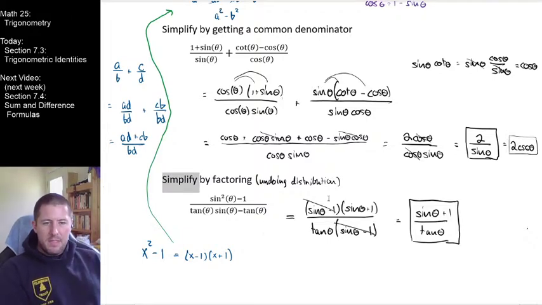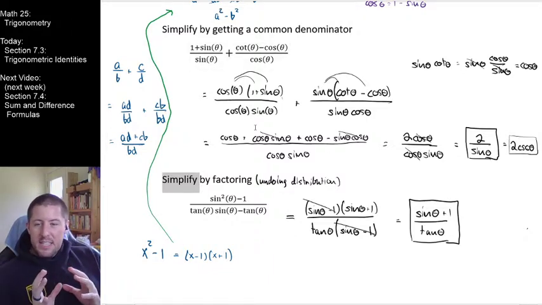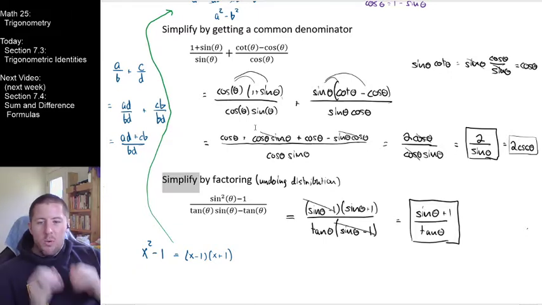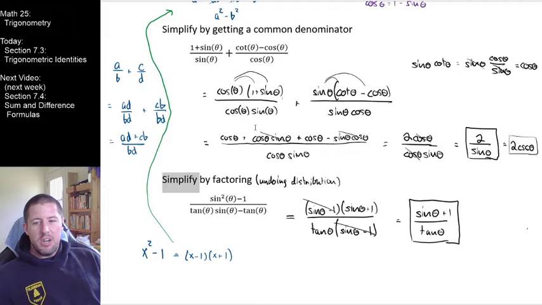I don't know if I want this to be 2 over sine theta or if I want this to be 2 cosecant theta. It's not clear to me which one of those is going to be better, and that's because we don't know what we're doing with these expressions yet. So see this as the sort of academic route that this is. We're trying to compartmentalize our learning. So right now what we're learning is just manipulation of expressions.